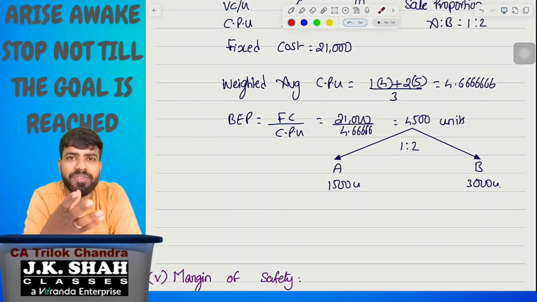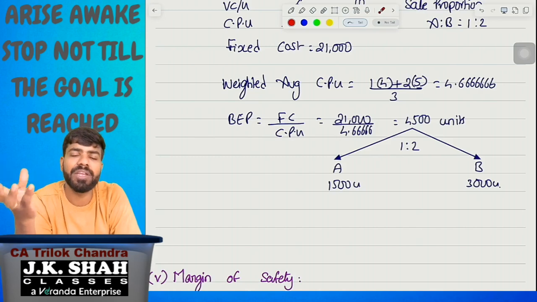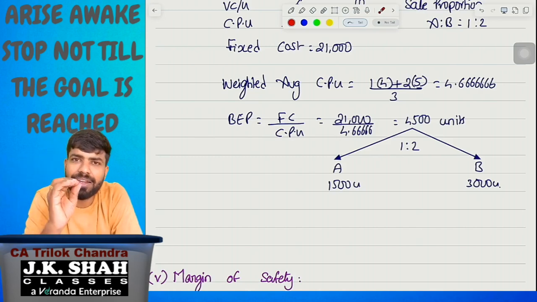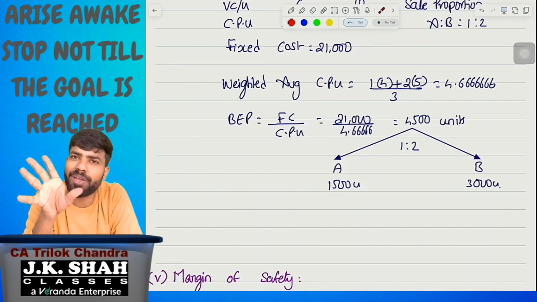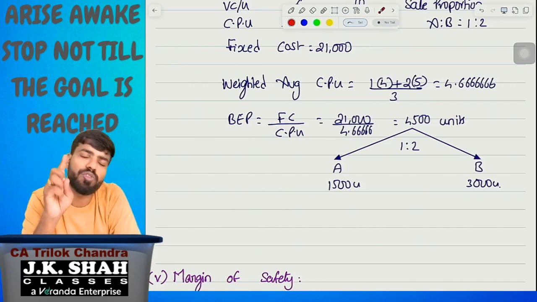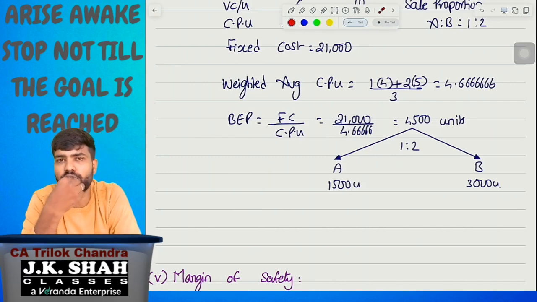Sales manager of product A will be given the target of 1,500 units and sales manager of product B will be given the target of 3,000 units. Have you understood the multi-product break-even point? These are the 3 different types of break-even point: normal break-even point, or total break-even point, cash break-even point, and then multi-product break-even point. So by this we are done with the break-even point.